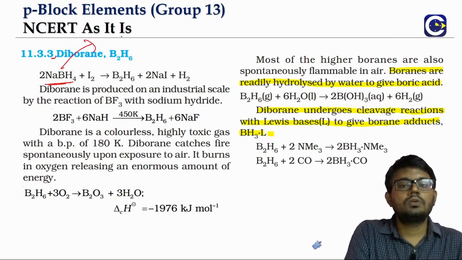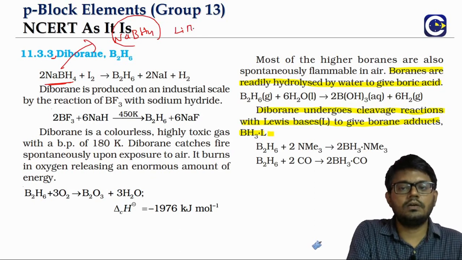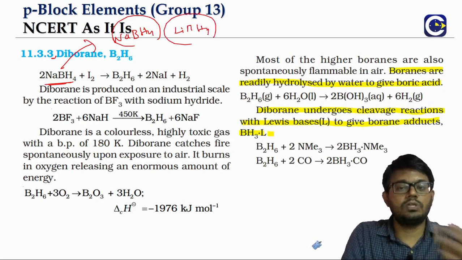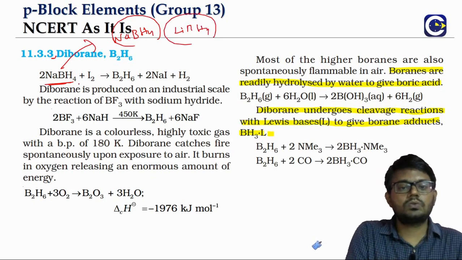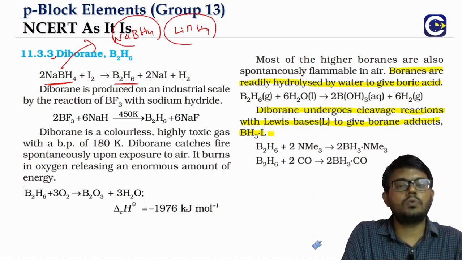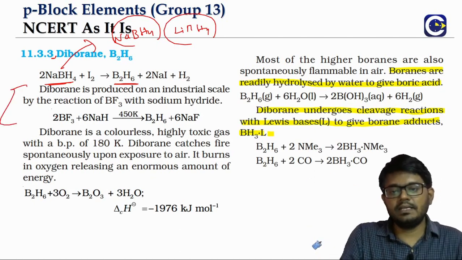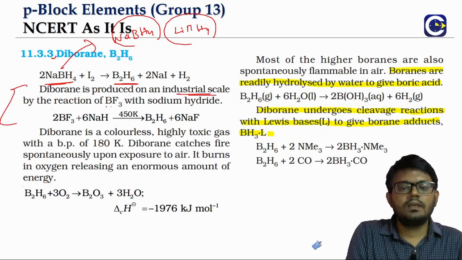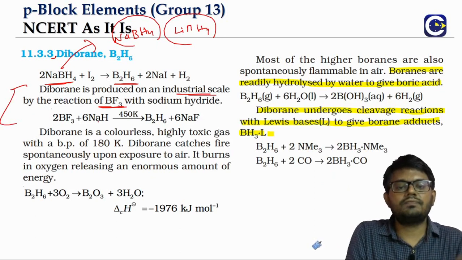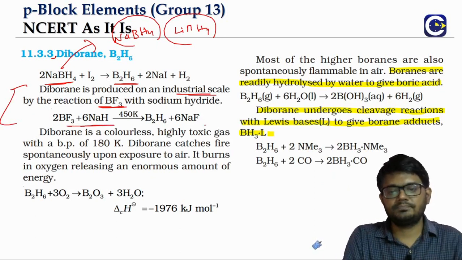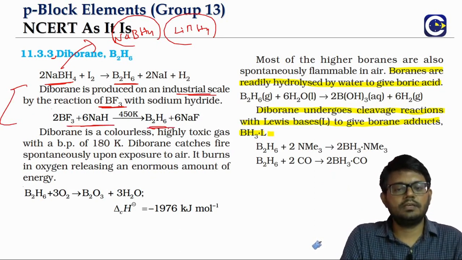Remember, sodium borohydride, lithium borohydride, all these are very good reducing agents that we will use in organic chemistry also. So sodium borohydride, when reacting with iodine, gives us diborane. We can also prepare diborane on a large scale. Industrial scale means large scale. By the reaction of BF3 with sodium hydride, you will be able to get diborane.